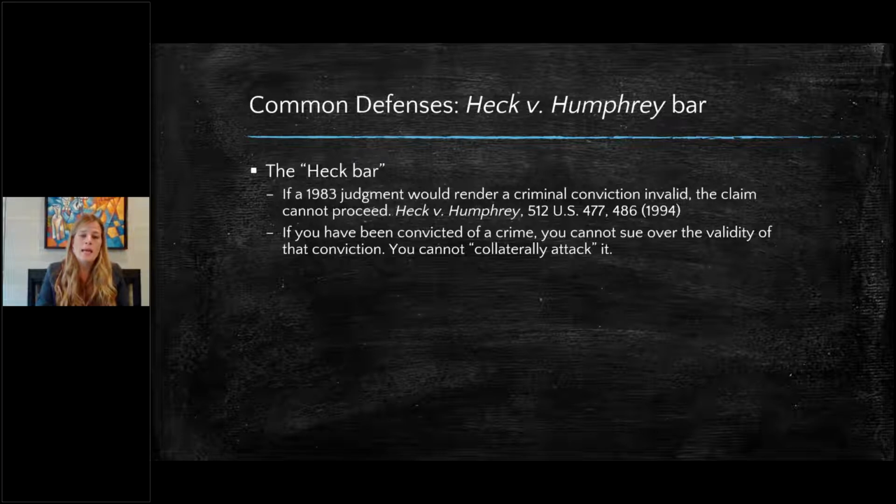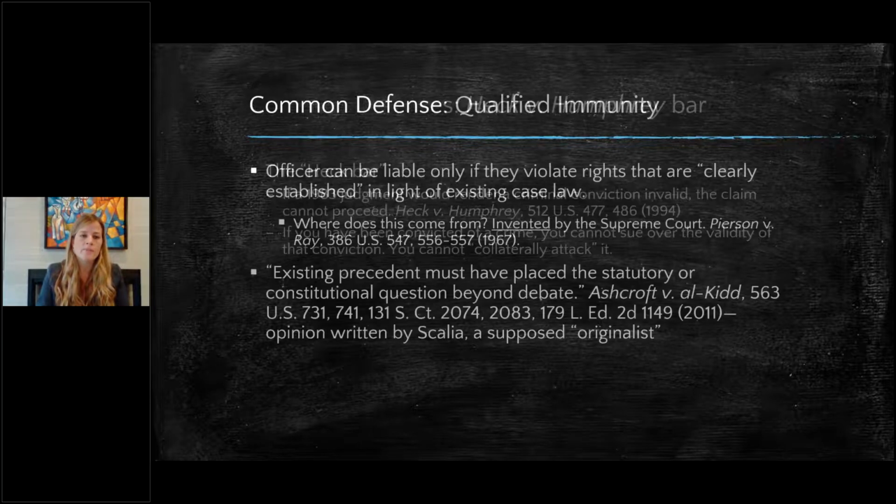So you have to look at the specifics of what they were convicted of and then what you want to sue for. Heck does not bar excessive force cases. So if there is an incident that occurs and someone does plead to a crime, you likely cannot sue for false arrest, but you can still sue for excessive force. So that's an important thing to remember.